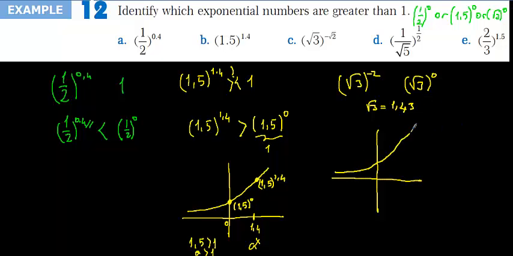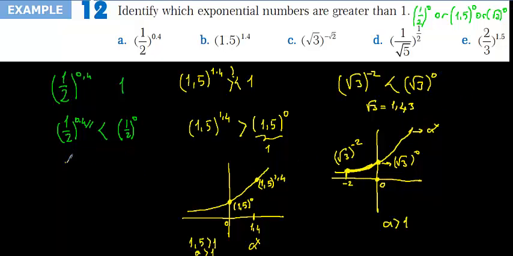And when a is greater than 1, the function a to the power of x looks like this. And minus 2 is approximately here, so this is root 3 to the power of minus 2, and this is root 3 to the power of 0, because this point is equal to 0 on the x-axis. So which value is bigger? Here, as you see, it's increasing. It means that root 3 to the power of 0 is greater than the other.